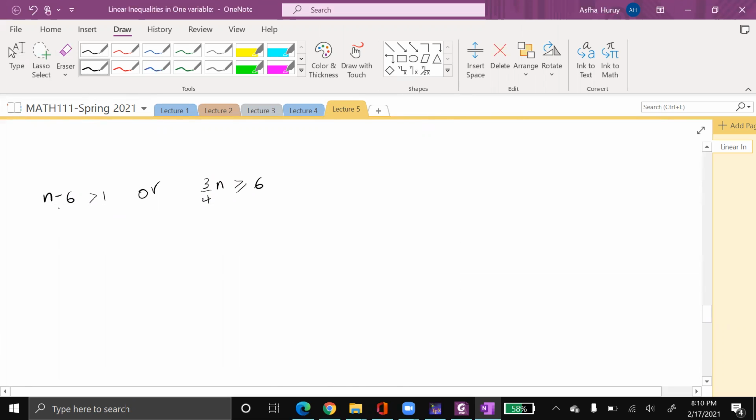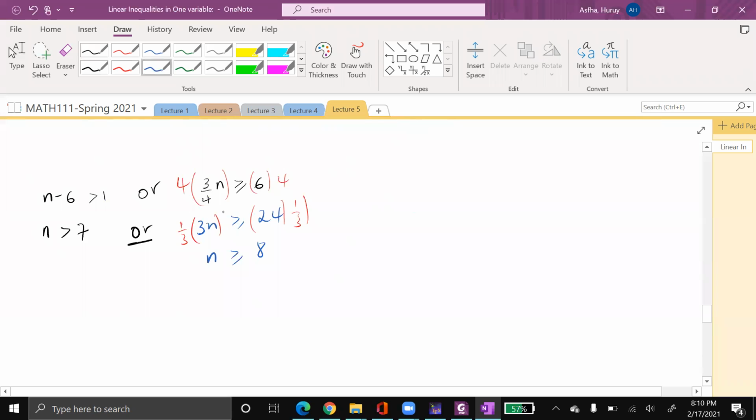Okay. Now, let's solve this one by one again, the same steps. So I will add 6 on both sides. So for the first one, it's n greater than 7. And how about this one? We have to multiply both sides by 4 to get rid of this fraction, and we get 3n greater or equal to 24, and then multiply both sides by 1/3 to get rid of this 3, and we have n greater or equal to 8.